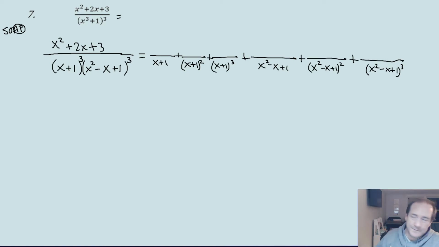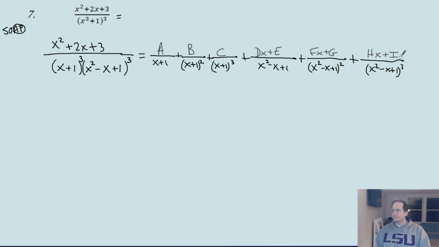Alright, guess what? These are linear factors, so they all just get an A, a B, a C. But these are quadratic factors, so these get Dx plus E, and this one would get Fx plus G, and this would get Hx plus I. Yeah, that'll do it. There you go.